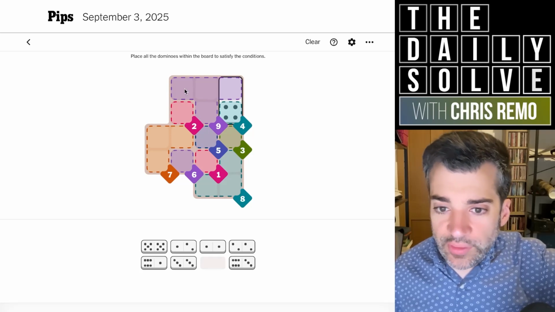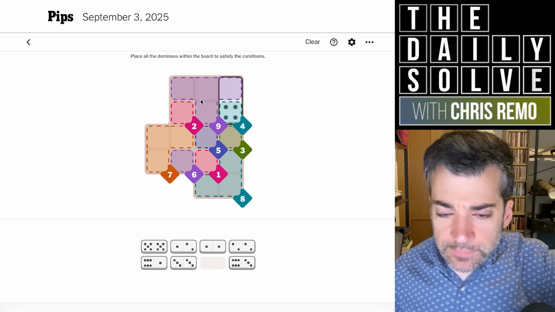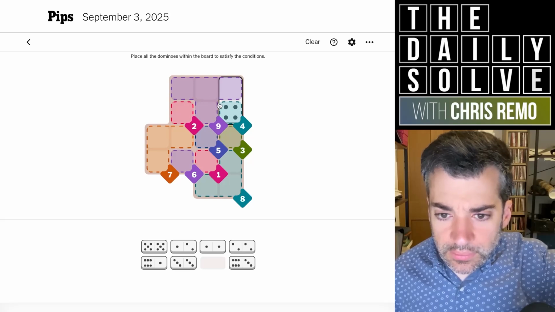So now, what that means is we now need to fill the 9 with 3 cells only. And one of them, I guess one of them doesn't technically need to point into the 2. Let's see.